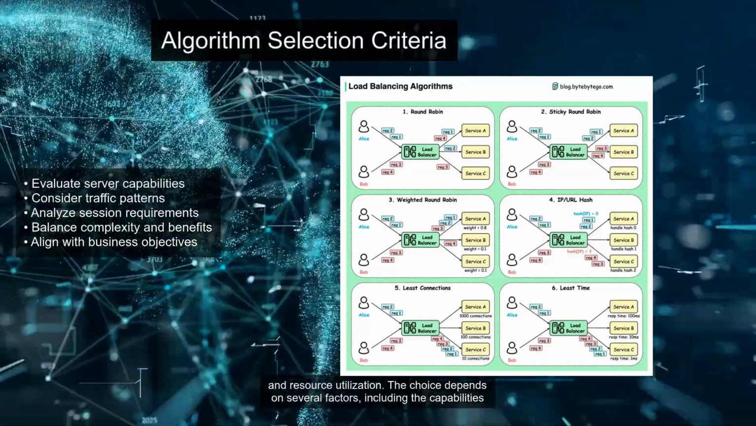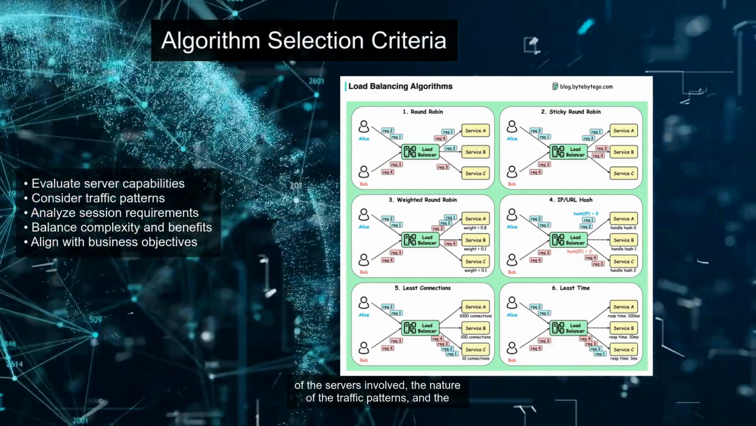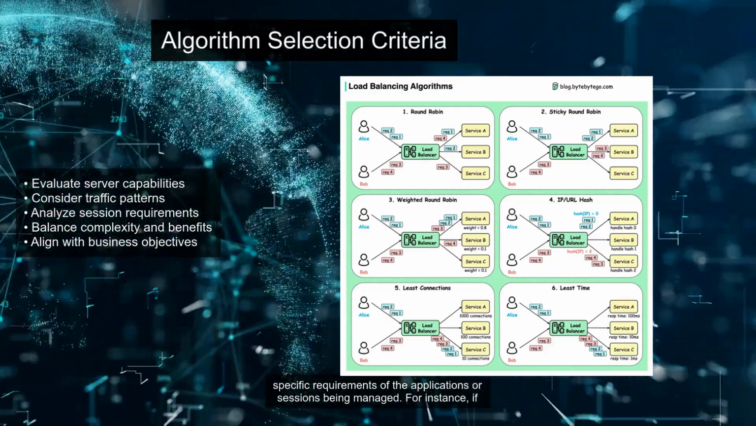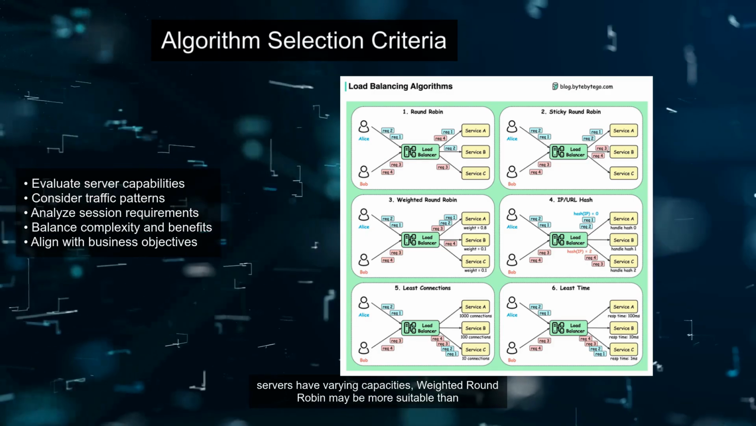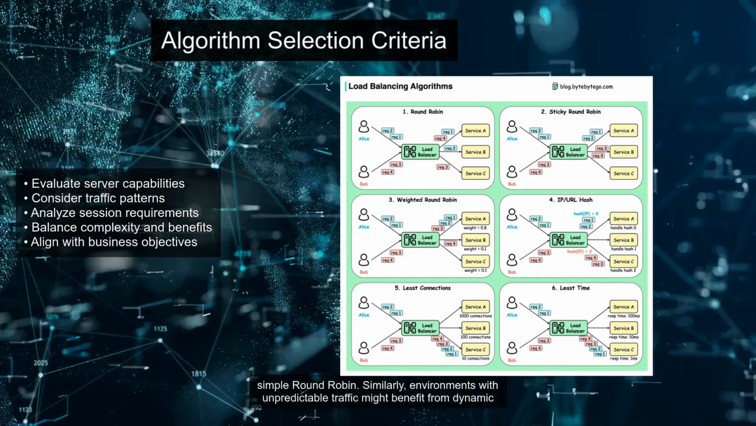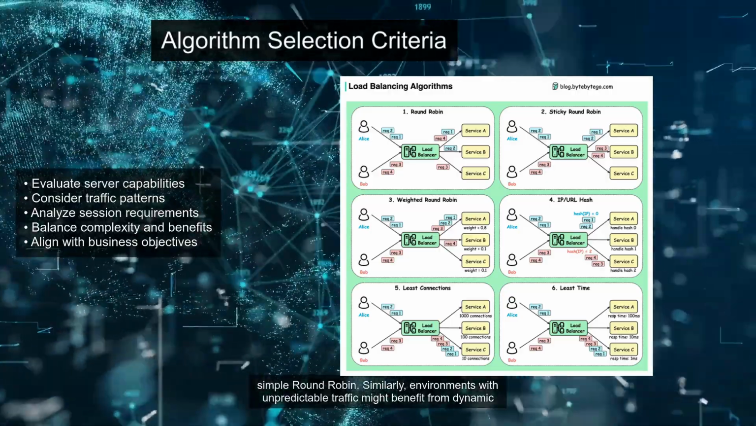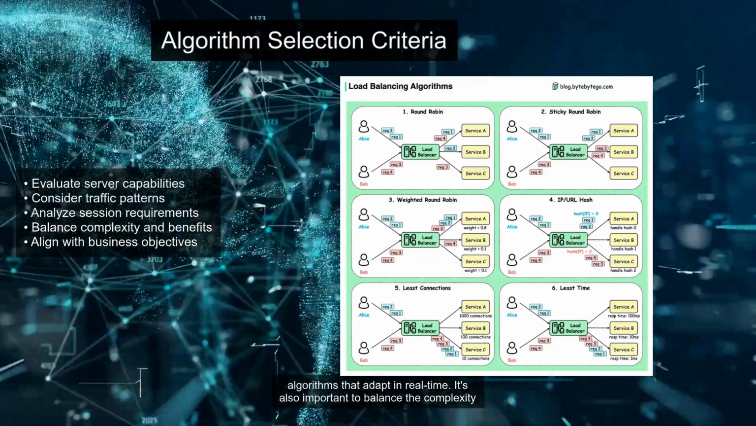The choice depends on several factors, including the capabilities of the servers involved, the nature of the traffic patterns, and the specific requirements of the applications or sessions being managed. For instance, if servers have varying capacities, weighted round robin may be more suitable than simple round robin. Similarly, environments with unpredictable traffic might benefit from dynamic algorithms that adapt in real time.